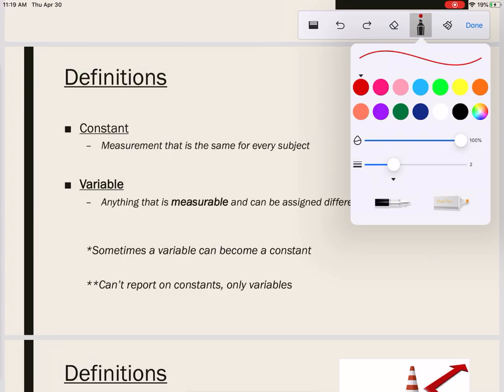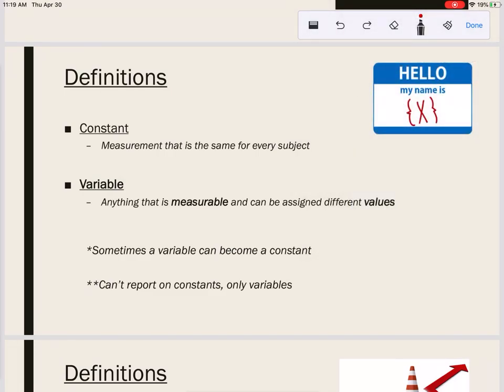We're going to spend some time defining some terms. Let's first talk about a variable. A variable is something that is measurable, and that's important. Something that is measurable, and it can be assigned a value. Different values among a sample of individuals or among a sample versus a constant. A constant is something that is going to be the same for every subject.